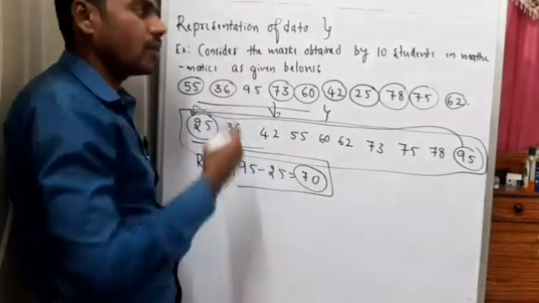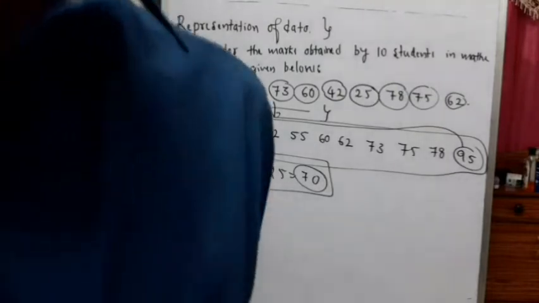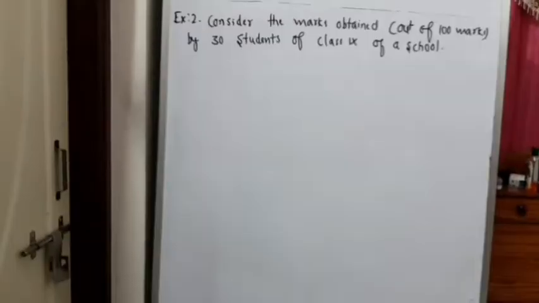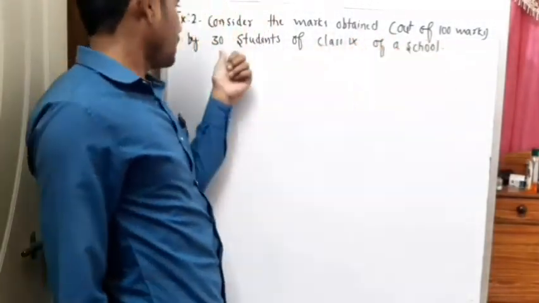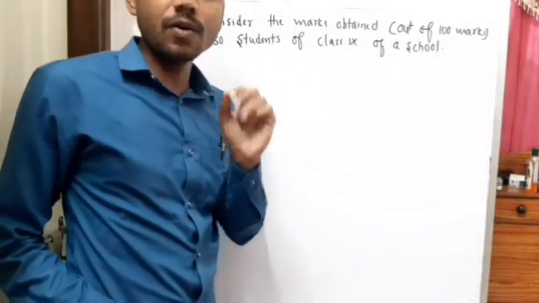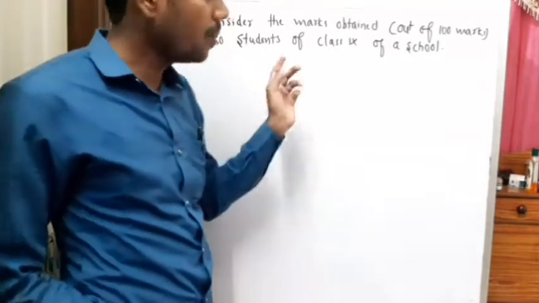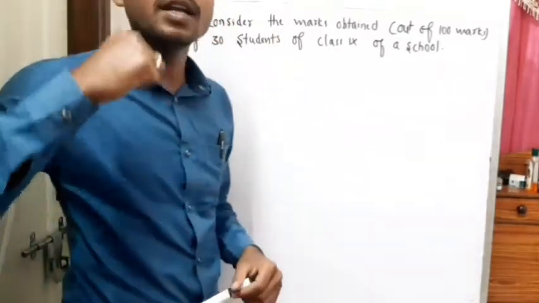Next way, I'll take one more example. Before that, please note this down. Now I'll consider the second example, wherein consider the marks obtained out of 100 marks by 30 students of class 9 of a school. Earlier in the data only 10 students' scores were there. Now the data has increased, and we need to handle 30 students' data.